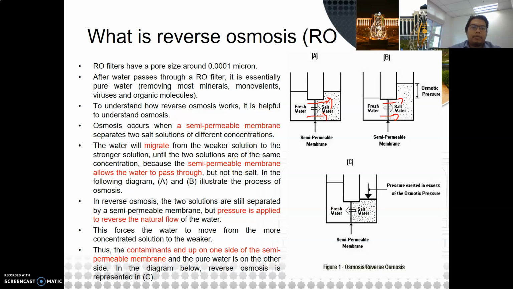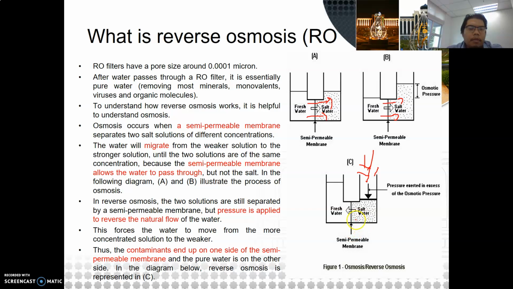However, if we look at reverse osmosis, what is meant by reverse osmosis? In reverse osmosis, the two solutions are still separated by a semi-permeable membrane, but here pressure is applied to reverse the natural flow of the water. For natural flow, it will be from fresh water to salt water.